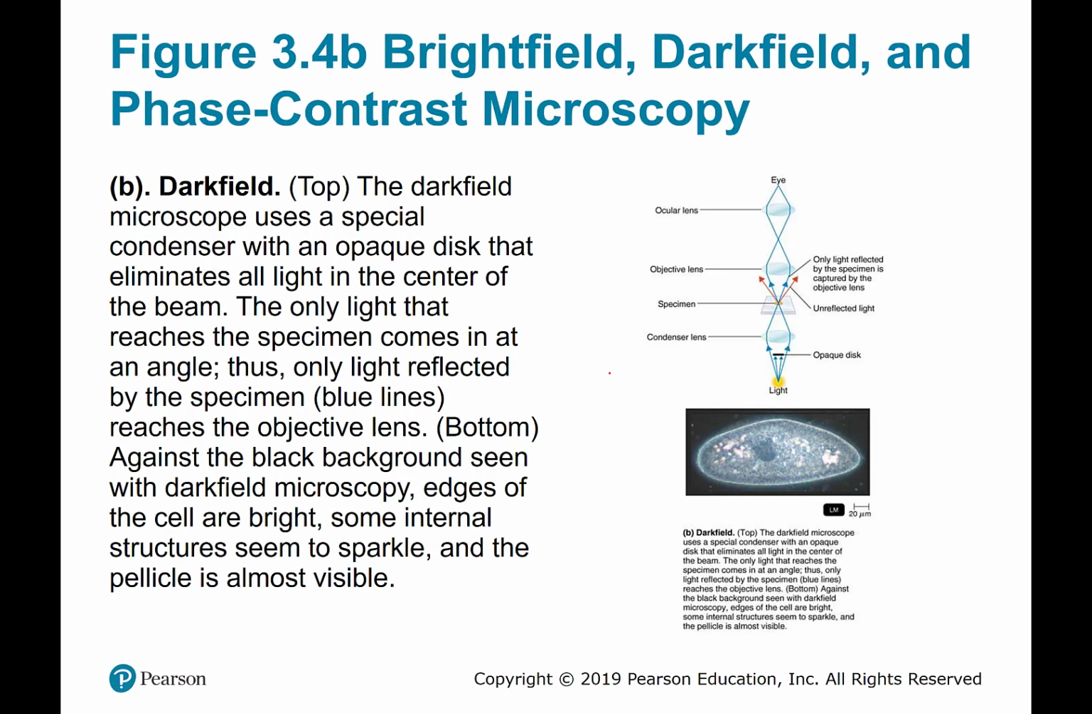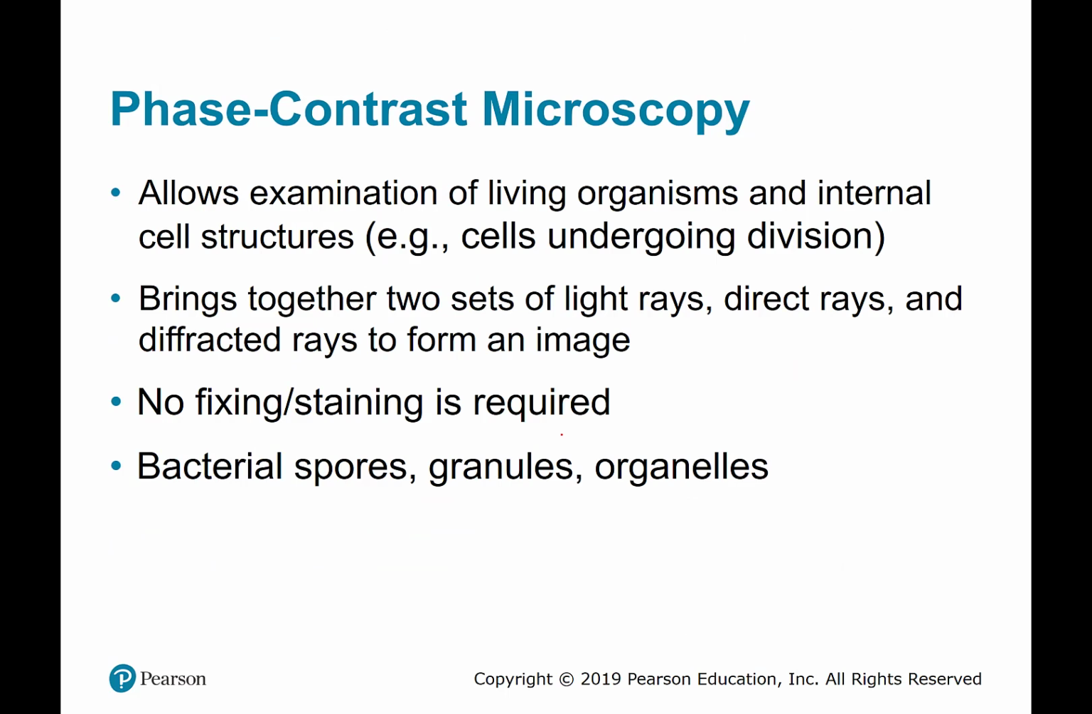And if you were looking at a specimen using dark field microscopy, the background or the field of view is going to be dark and the specimen is going to be brightly illuminated. Phase contrast microscopy uses a special diaphragm as well as a special objective lens, and it will allow you to examine living organisms and see the internal cell structures. So you could visualize cells undergoing division. You could see those chromosomes being separated from each other and move to opposite ends of the cell.